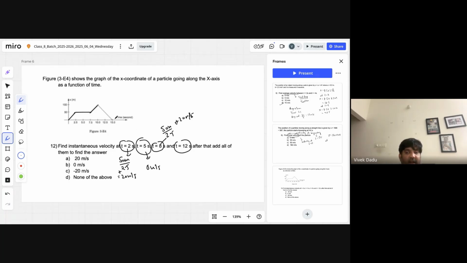T equal to 12 second lies in this phase. So in this phase, what happens? 100 meters, 100 to 0, right? In how much time? 20 meter per second. But it's backward. Particle is going from 100 meter mark all the way back to 0 meter mark in this. So it is minus 20. Now add 20 plus 0 plus 20 minus 20. It will come plus 20 meter per second. So A.